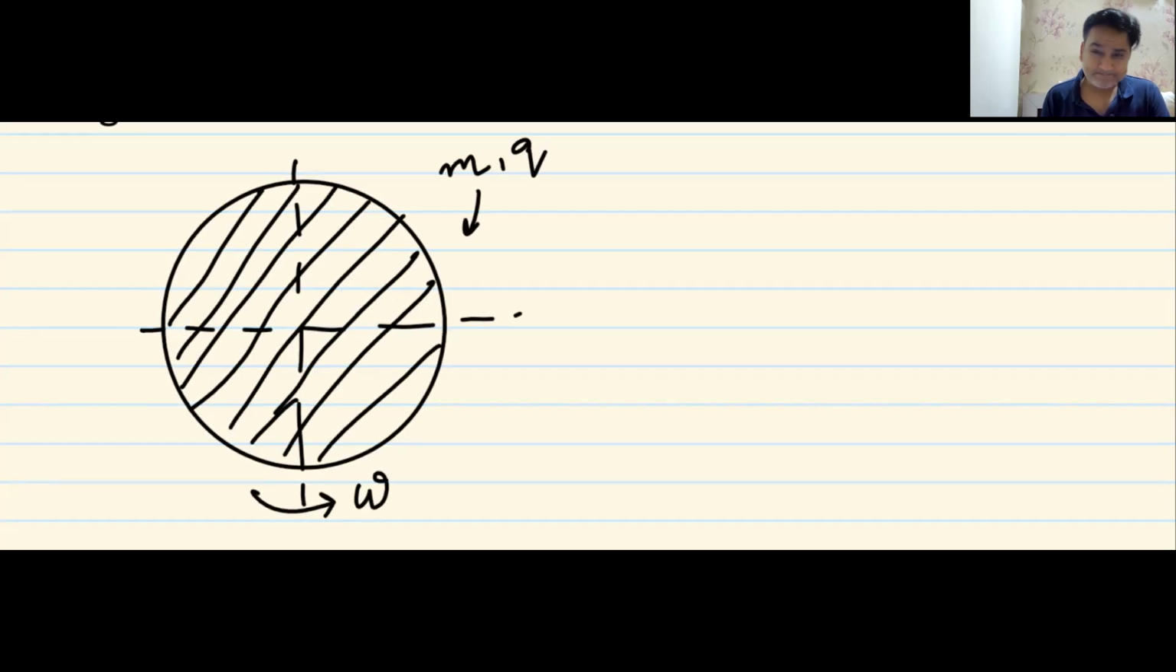Have you done this? Yes. So how do you do it? In short, what will you do? You will convert it into small rings. Are you getting my point? You will convert it into small rings. This small ring has a charge dq. How much is that dq? That dq will be equal to 2 pi r dr.